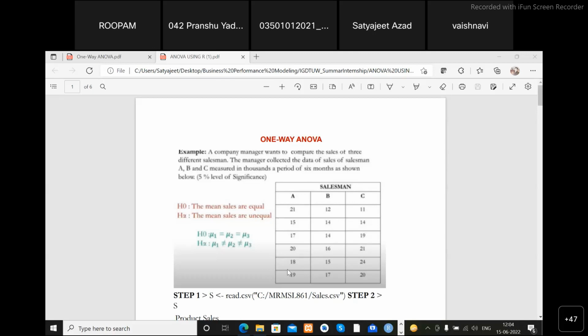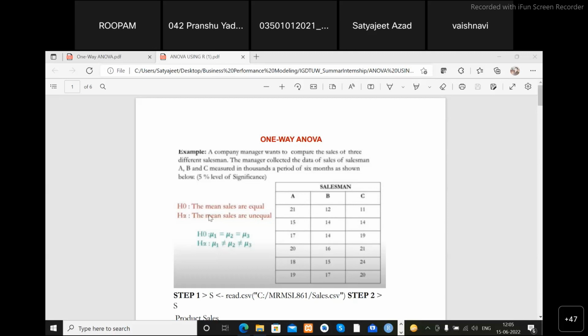But the sales data, how much they sold: 21, 15, for salesman A. How much did they sell? 17, 20. So this is the sales data. Sales is a continuous variable. So now I'm able to model it in an ANOVA format, because my independent variable, the salesmen A, B, and C, is categorical, there are three of them, and their sales are continuous. So now I'm able to fit the one-way ANOVA model.